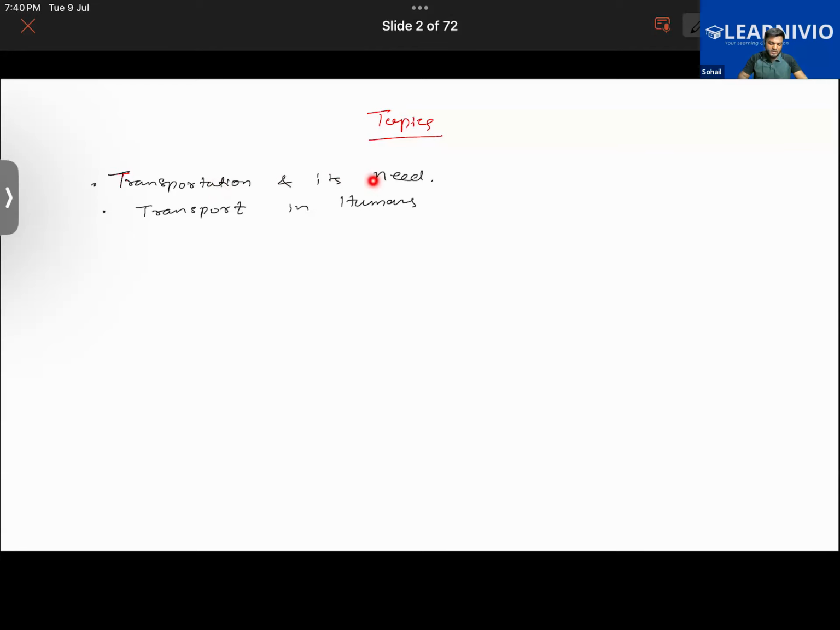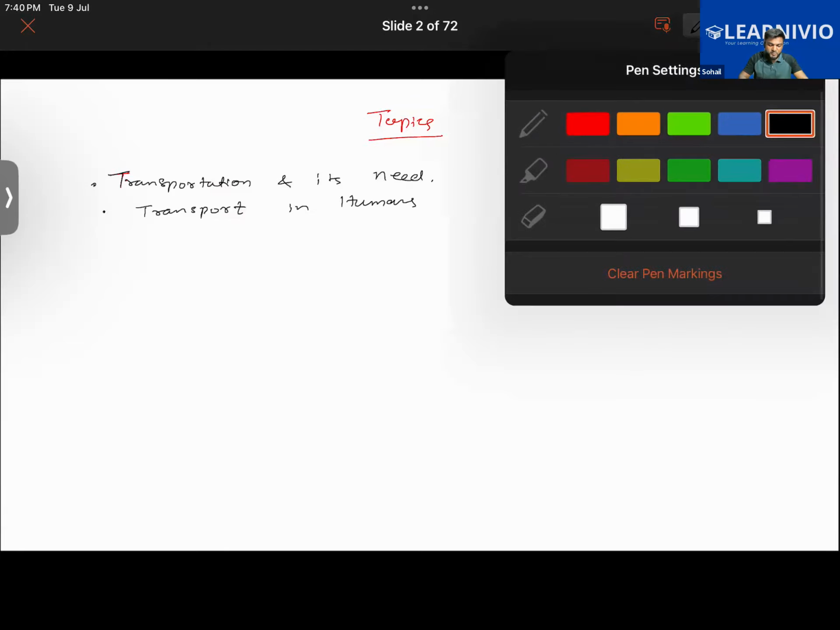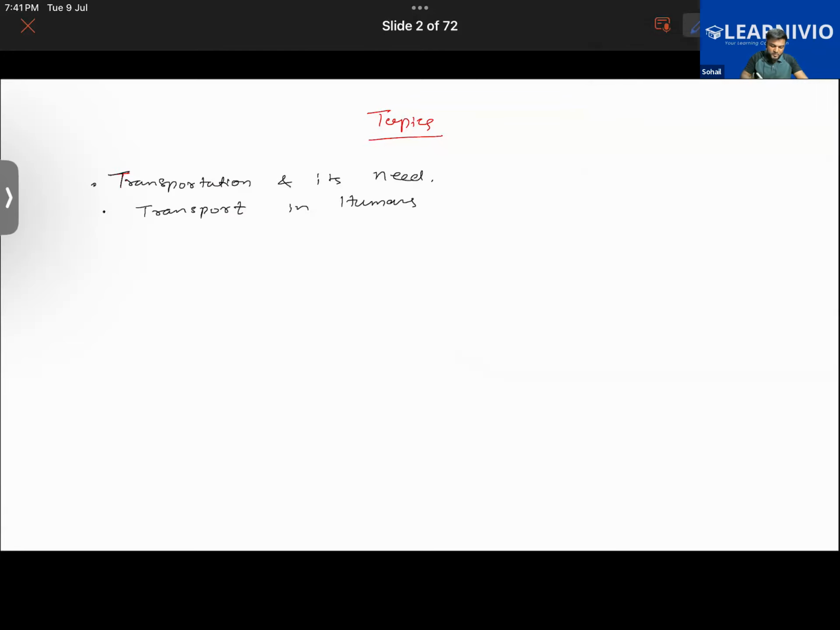Transportation and its need. Transport in humans. Okay. So in transport in humans, we will be learning about several subtopics. The subtopics include like this. You'll be studying about the circulatory system. You'd be learning about components of blood. Then after having learned about components of blood, we'd be learning about the heart.